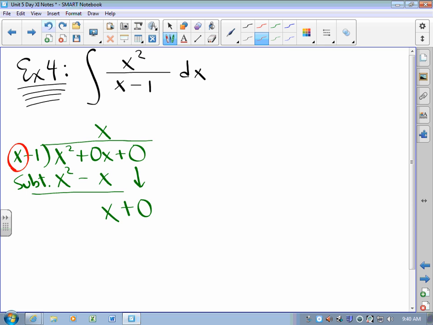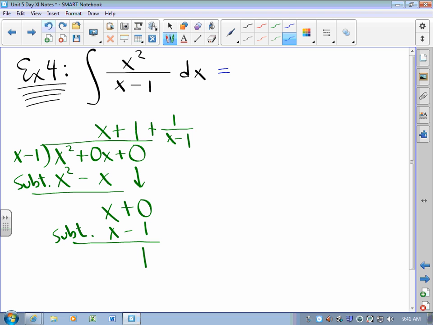How many times does x go into x? Now say once. And so we multiply and subtract. 0 minus a negative 1 is 1. How do we write the remainder? We write the remainder as a mixed number. Remainder over divisor. Just like you did in 3rd grade. Which, of course, you remember like it was yesterday.